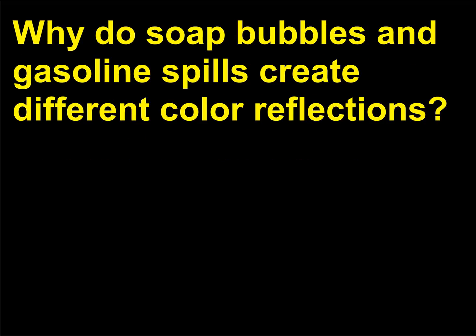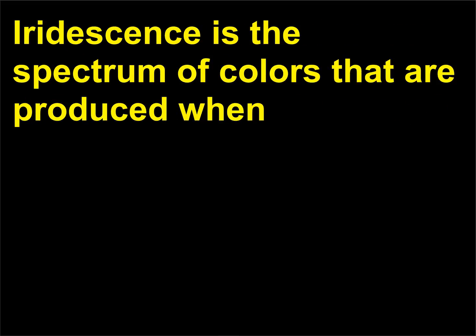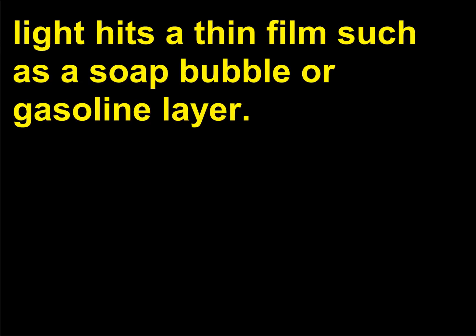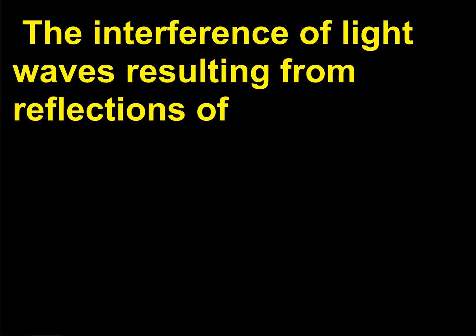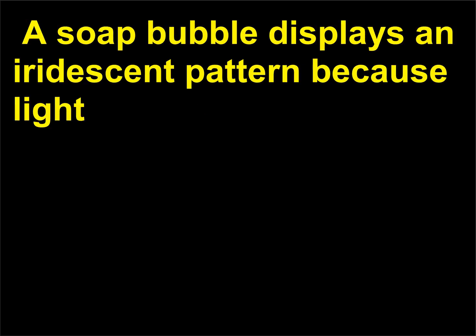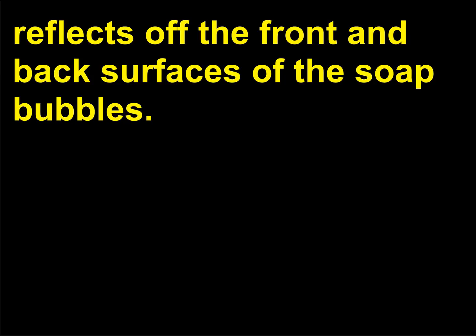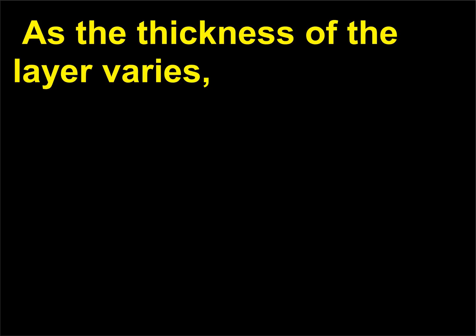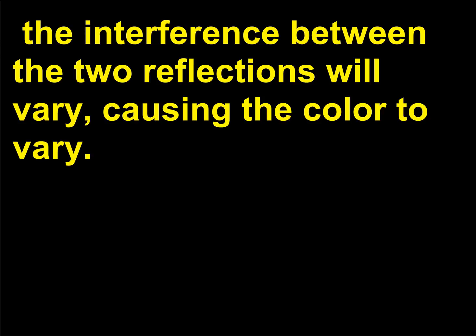Why do soap bubbles and gasoline spills create different color reflections? Iridescence is the spectrum of colors that are produced when light hits a thin film such as a soap bubble or gasoline layer. The interference of light waves resulting from reflections of light off the two surfaces of the thin film causes iridescence. A soap bubble displays an iridescent pattern because light reflects off the front and back surfaces of the soap bubbles. As the thickness of the layer varies, the interference between the two reflections will vary, causing the color to vary.